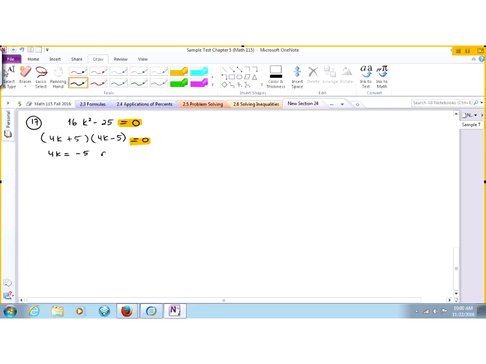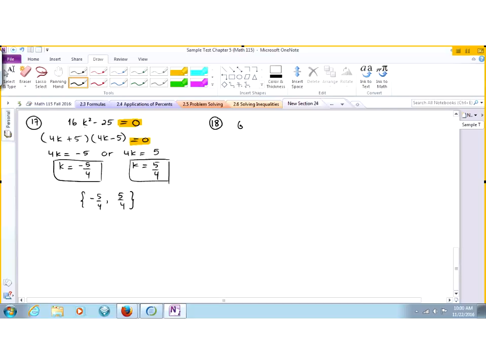So 4k is equal to negative 5, or 4k is equal to 5. What is k equal to? Negative 5 over 4, or k is equal to 5 over 4. How many answers? 2 answers. Can I write the answer in a different order? Yes, it's a set, so you can write it as 5 over 4 and negative 5 over 4.